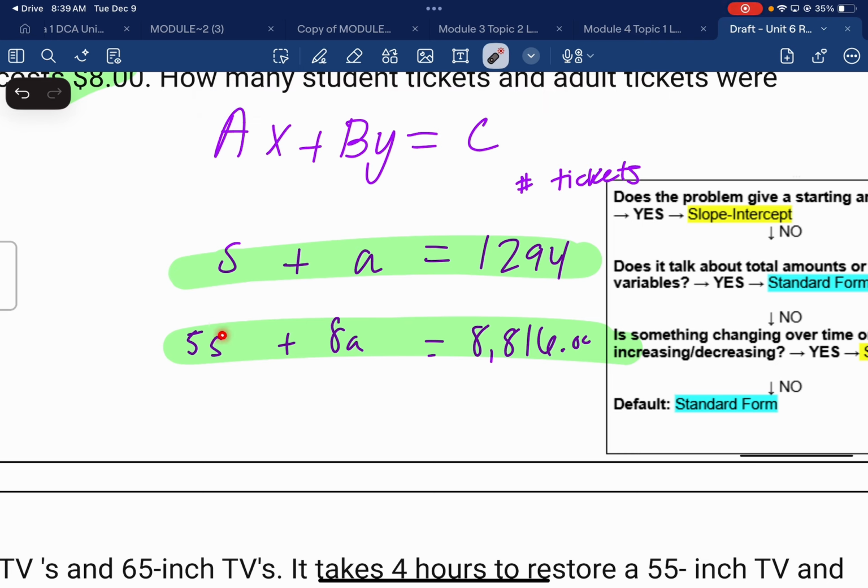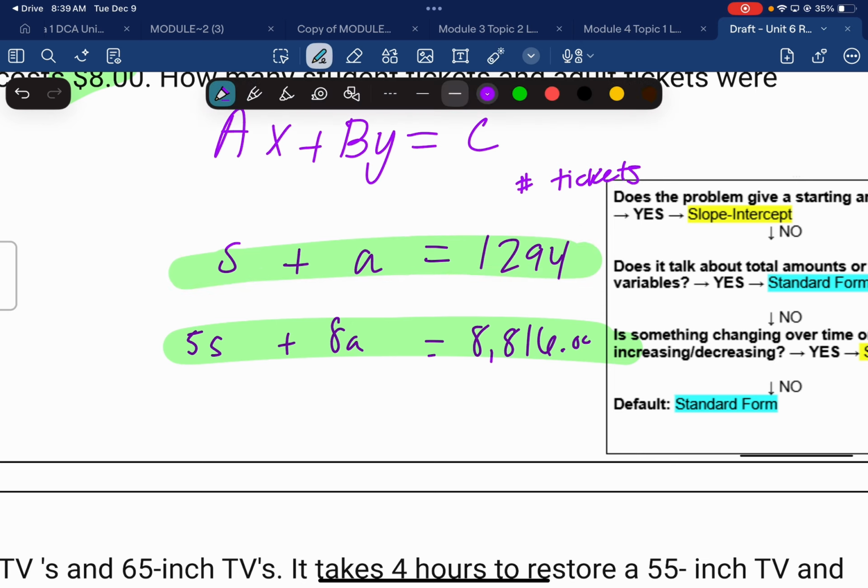Elimination, what do you want to do? You want to look for the letter that has the same coefficient, same number in front, but opposite signs. This one does not have the same, so we're going to make it happen. I'm going to get rid of my S. So if I want the same number in front, opposite signs, I need to multiply by a -5 and a -5. All right, so then we keep going.